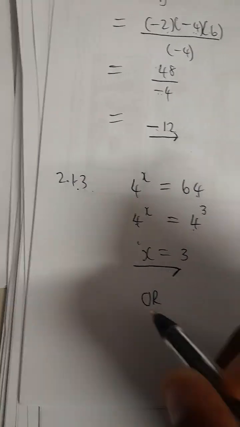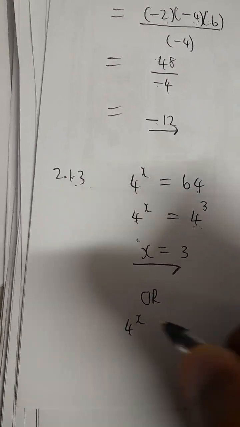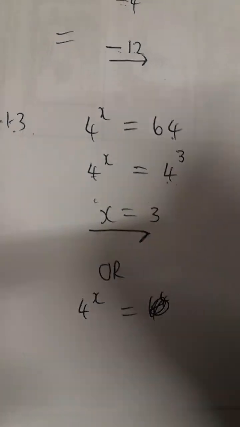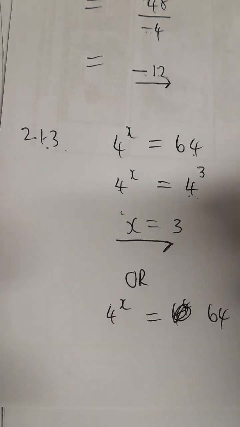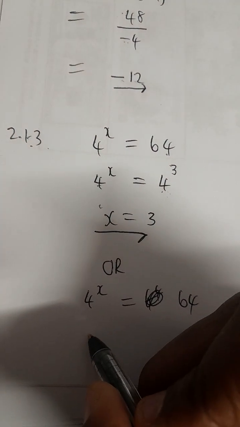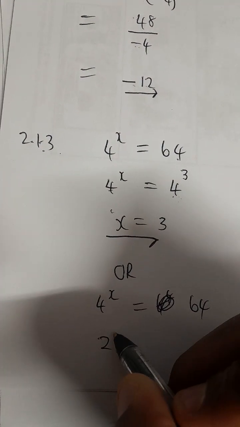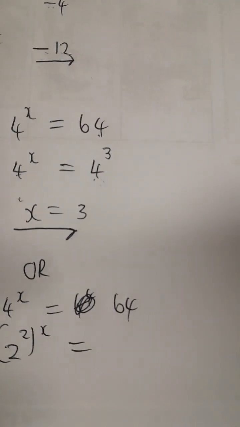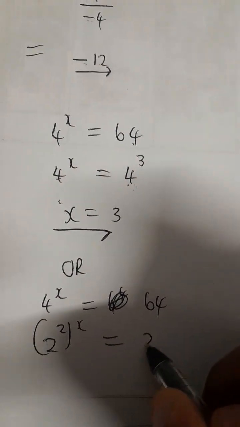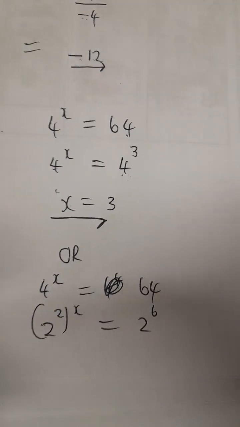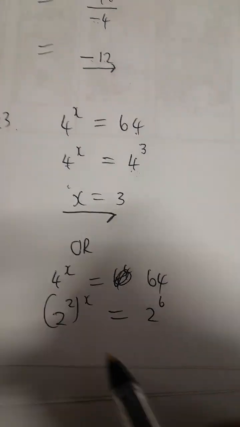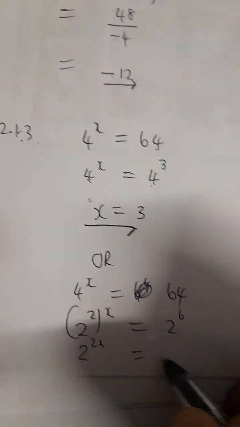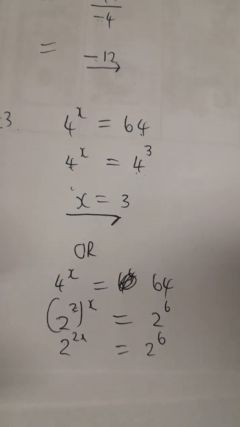Another way one could have done it is by using the prime base. So if 4 to the power x is equal to 64, 4 can be written as 2 to the power 2, all raised to the power x. Then 64 can be written as 2 to the power 6, which is very important. Then we multiply the 2 and the x to get 2 to the power 2x and 2 to the power 6. I hope that makes sense.